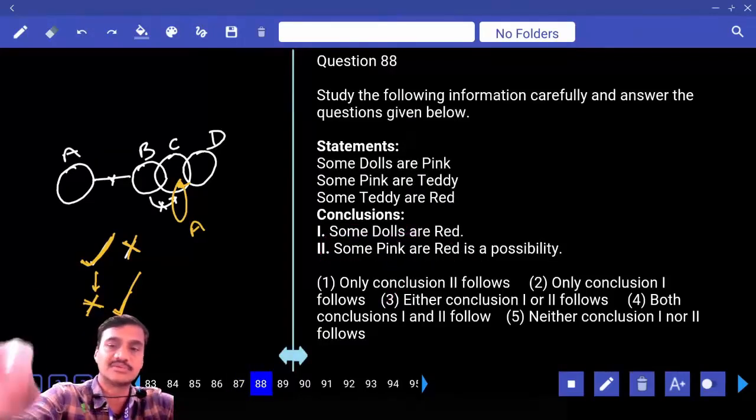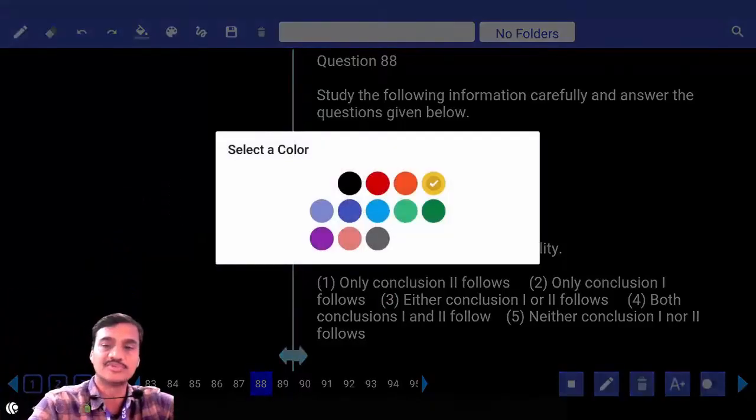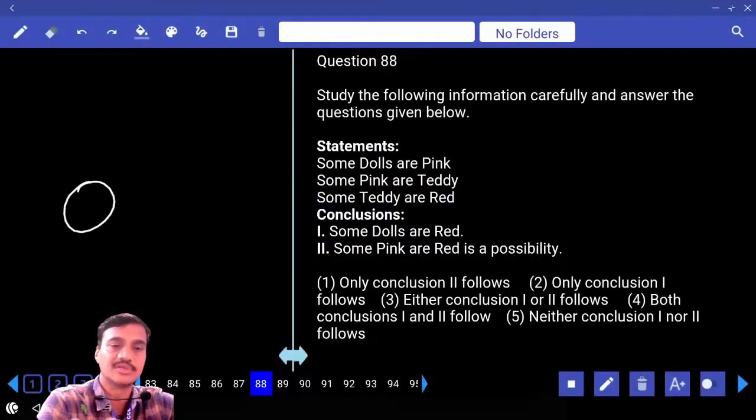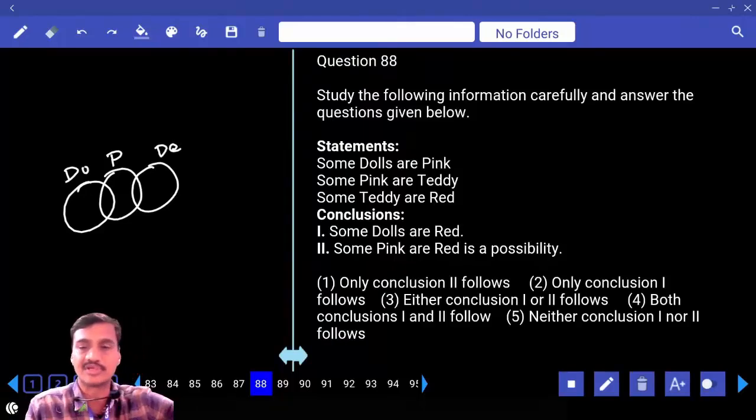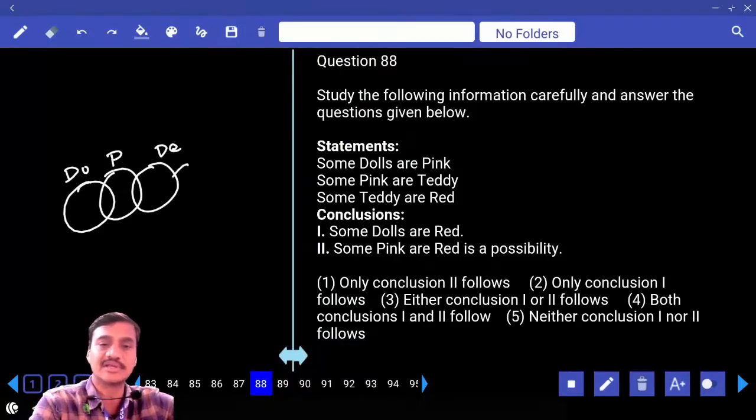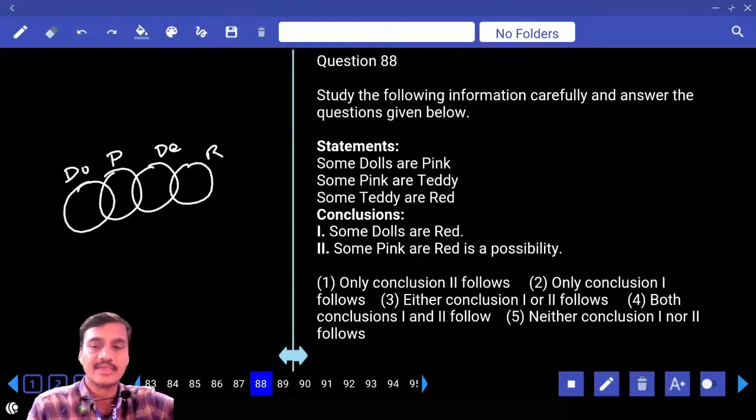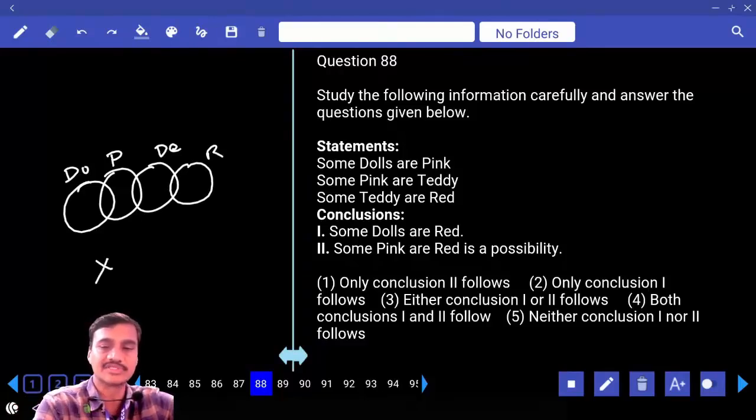Now in this 88, some dolls are pink. How to represent this one? These are the dolls which are pink: doll and pink. And some pink are teddy, and this is doll. Some pink are teddy. And some teddy are red. Some other teddy are red. And some dolls are red, with no intersection. And some pink are red is a possibility.